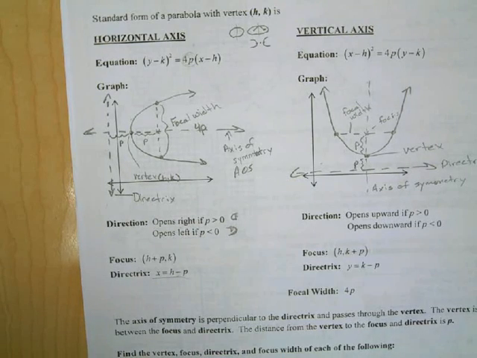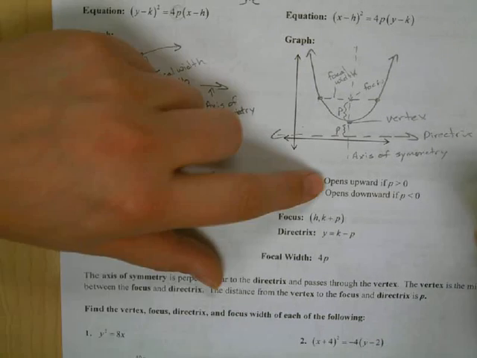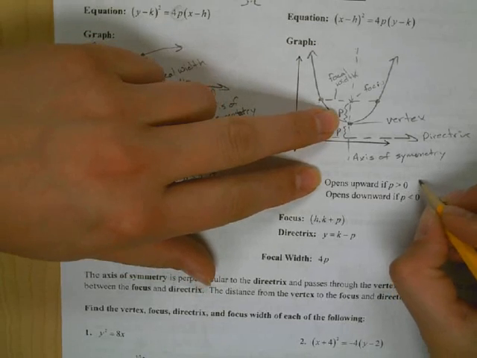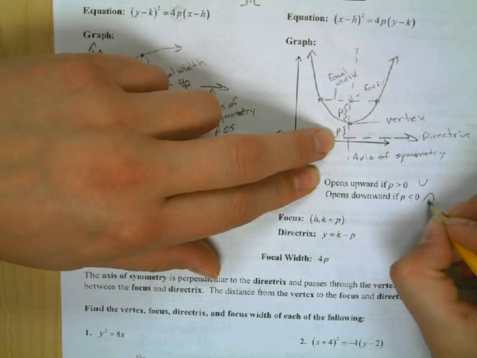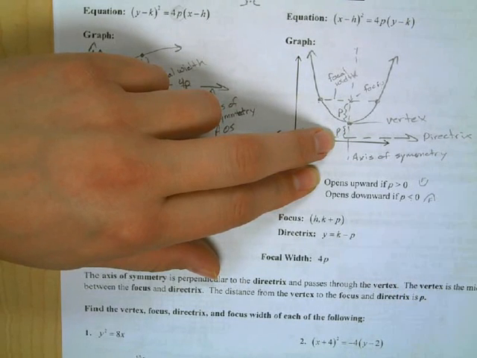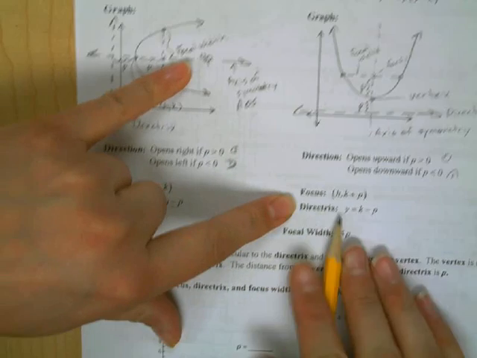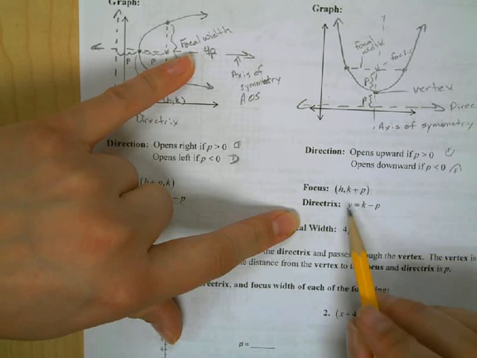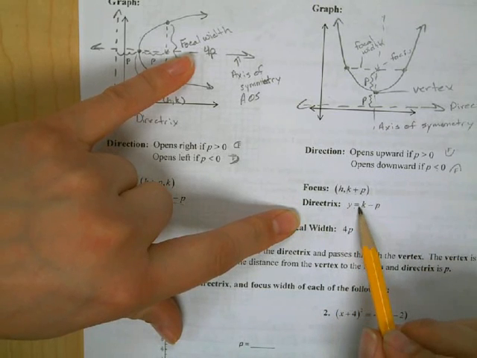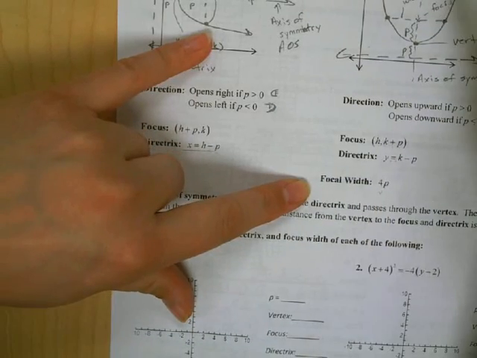So that's what we're looking at. Here with our vertical one, if P is a positive value, then it would open up. If P was negative, it would open down, which means my focus would be down. My focal point is going to be K plus P, and my directrix is Y is equal to K minus P. The focal width is always 4P again, so it's still that number out front.